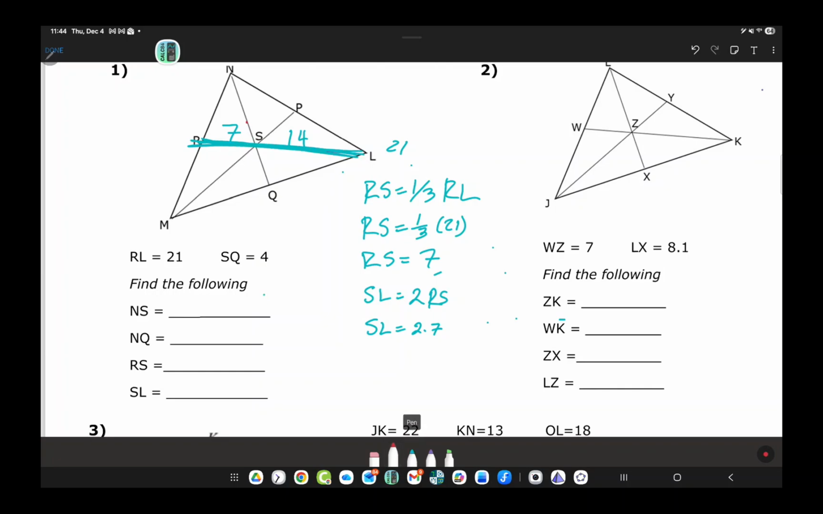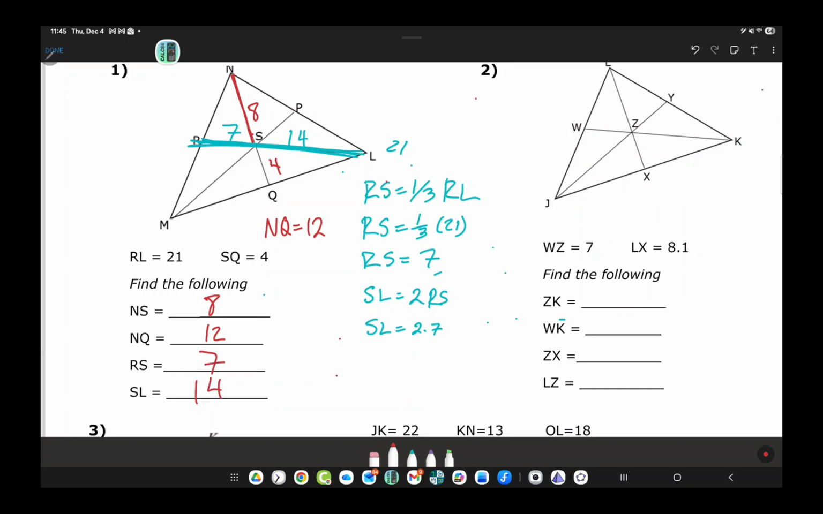Now, we are given also that SQ is 4. So again, we have the shortest side. We can multiply that by 2 to get the longer segment. So this is 8, which means NQ would be 8 plus 4, which is 12. So we have 8, 12, RS was 7, and 14.